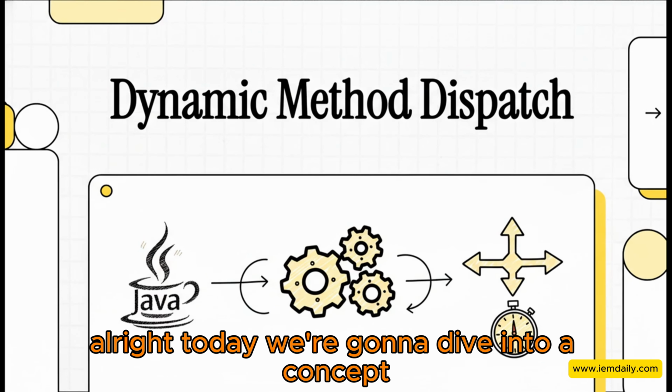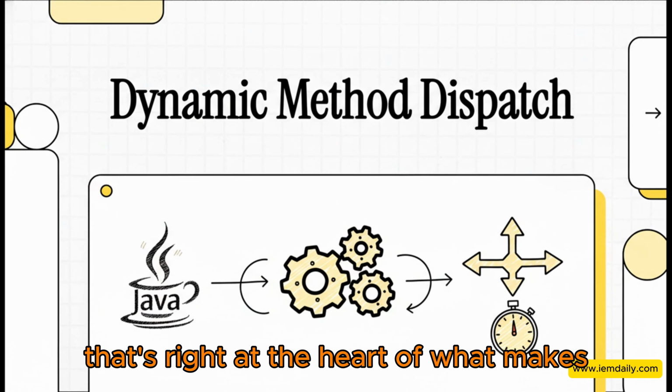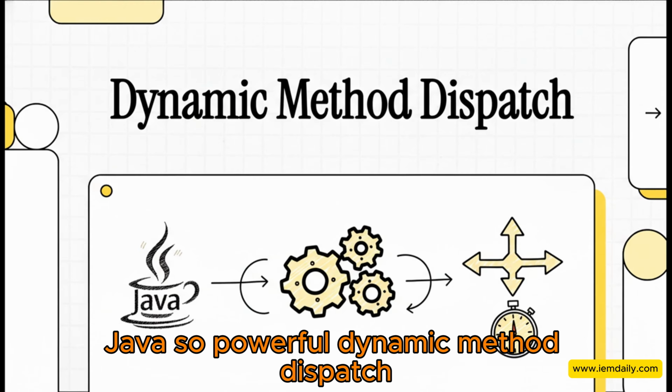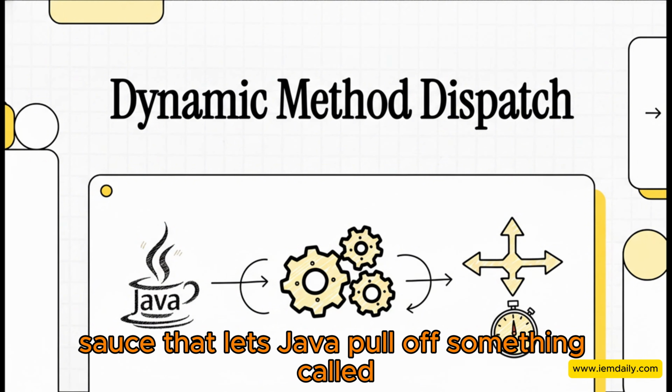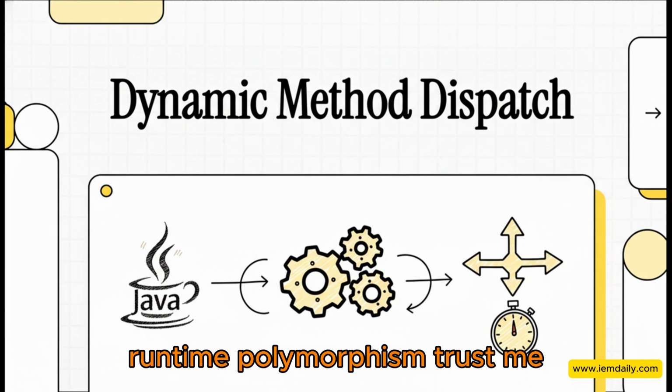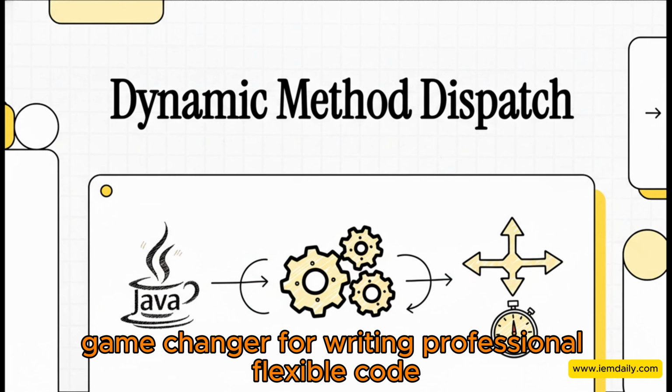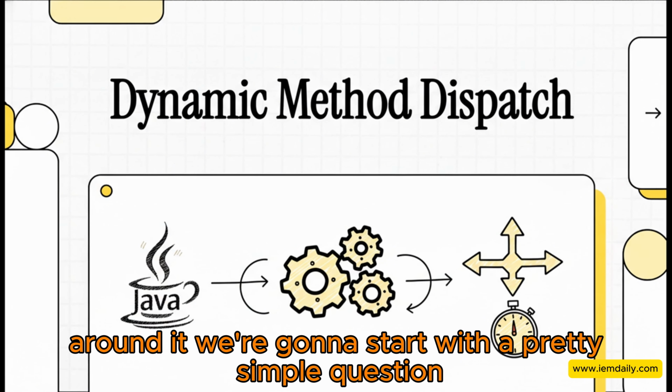All right, today we're going to dive into a concept that's right at the heart of what makes Java so powerful: dynamic method dispatch. Now this might sound a bit technical, but it's really the secret sauce that lets Java pull off something called runtime polymorphism. Trust me, understanding this is a total game changer for writing professional, flexible code. And to get our heads around it, we're going to start with a pretty simple question.